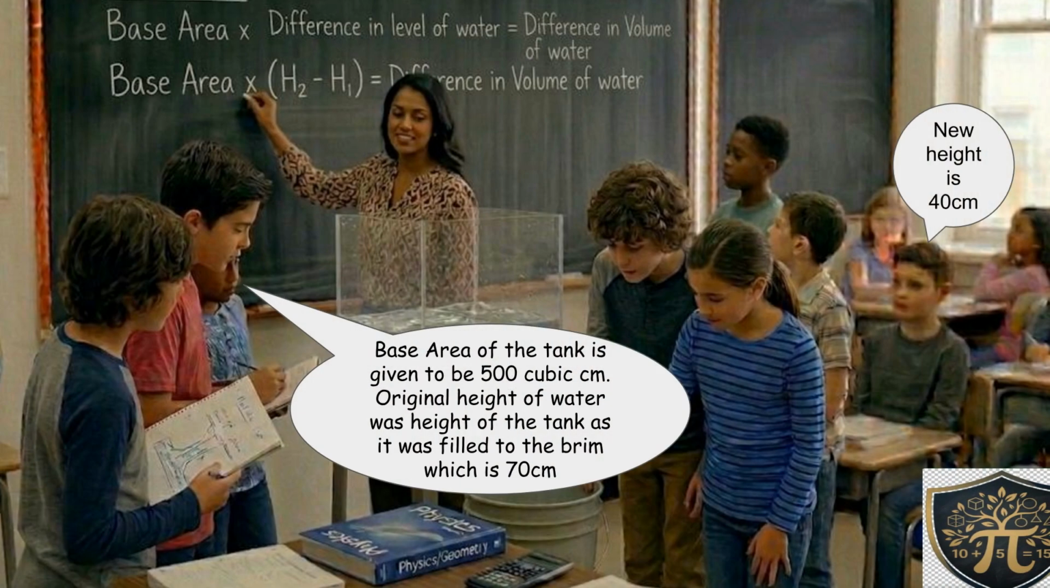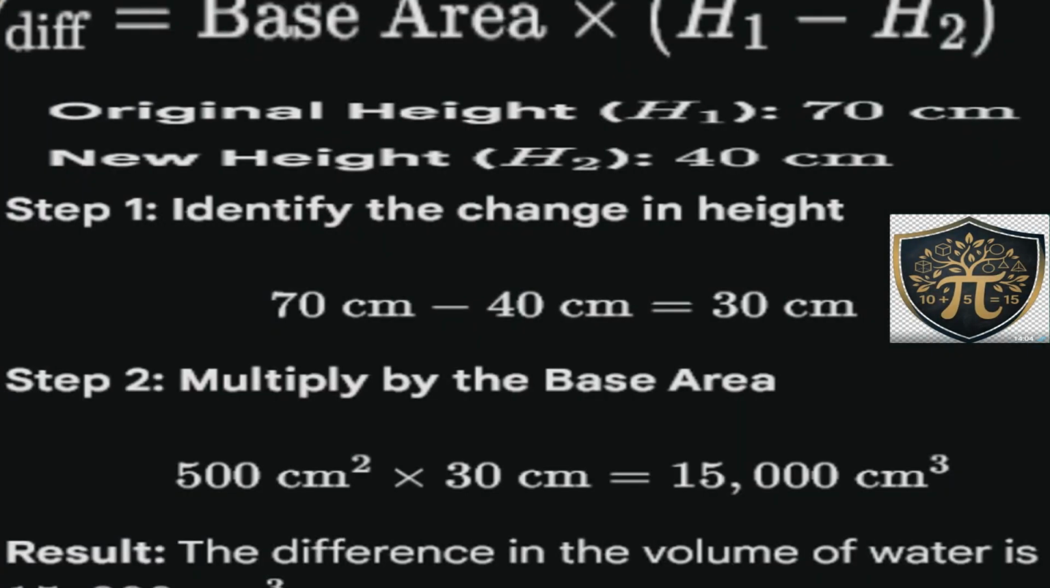The base area of the tank is 500 square centimeters. The original height of water, H1, was the height of the tank, which is 70 centimeters, as it was filled to the brim. The new height, H2, is 40 centimeters. We can now apply our formula to find the difference in volume. Calculate the difference in volume. Base area times H1 minus H2. This is 500 times 70 minus 40. 500 square centimeters times 30 centimeters equals 15,000 cubic centimeters.